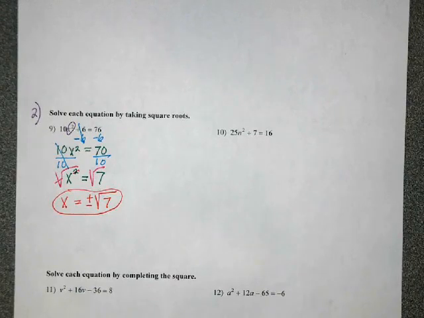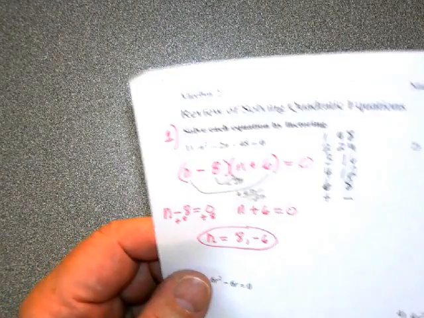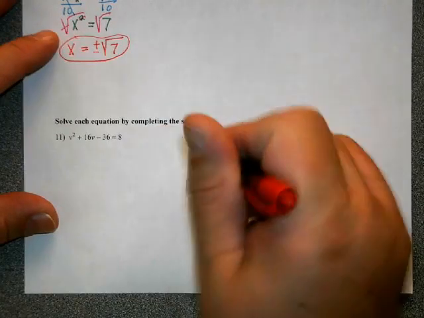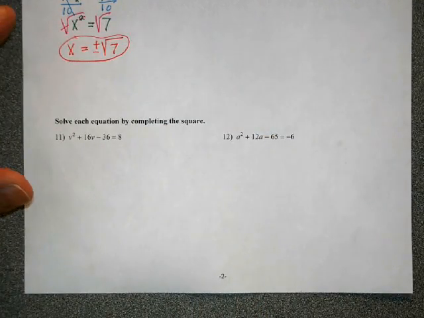Okay, so that was the second method. The third method was solve by completing the square. Now, I was telling my last class, I think this is the hardest one of them all. Okay? I think completing the square is the hardest one. But sometimes you don't have a choice, especially if the directions say solve by completing the square, right?